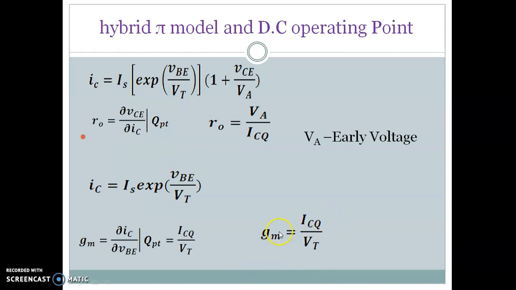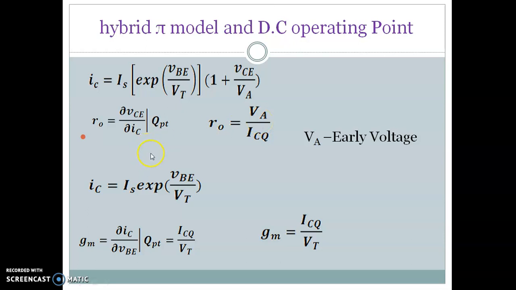It will be giving us 1 by VA. The entire term IS exponential of VB by VT into 1 plus VCE by VA is nothing but ICQ. So it is ICQ by VA, which is dou IC by dou VCE. So R0 will be equal to VA by ICQ, where VA is the early voltage.